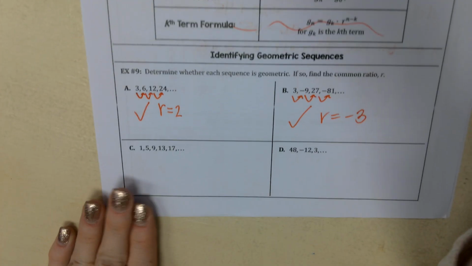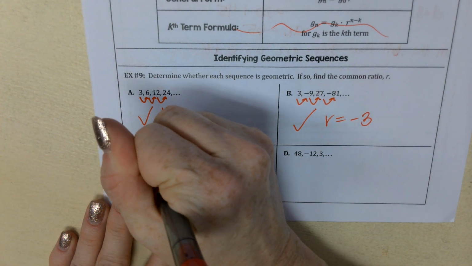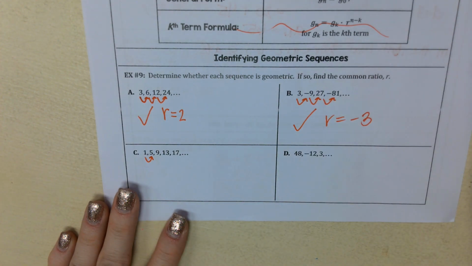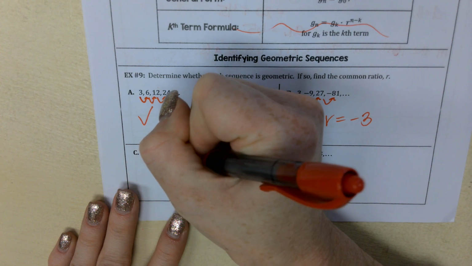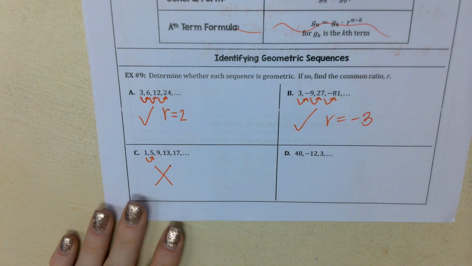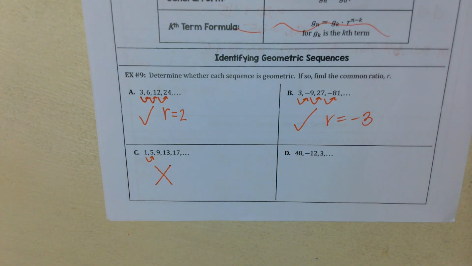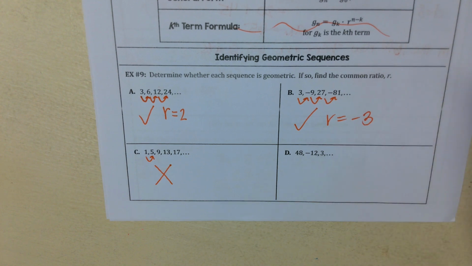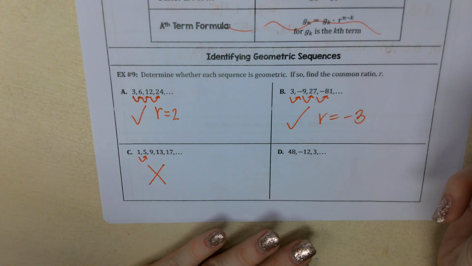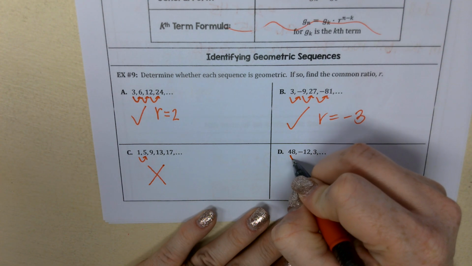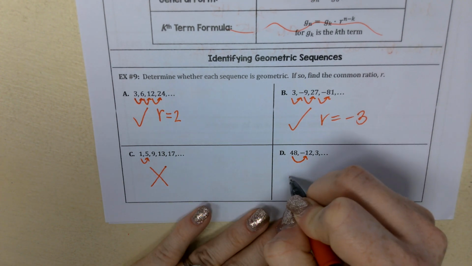What do I multiply by 1 to get 5? If I multiply 5 by 5, I should get 25, and that's not right, so I'm just going to put an X there. Do you notice how on D the numbers are getting smaller? Perfect.